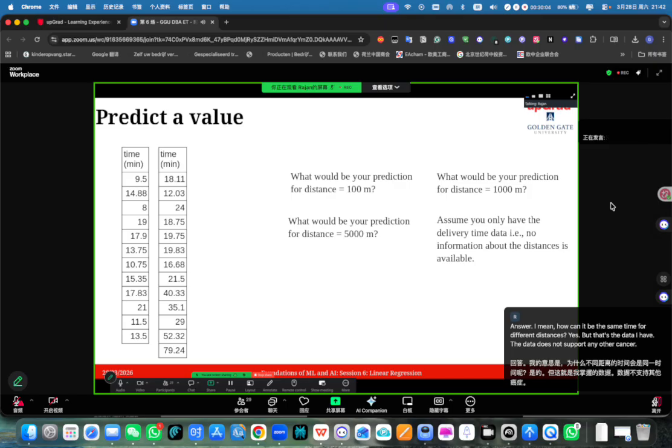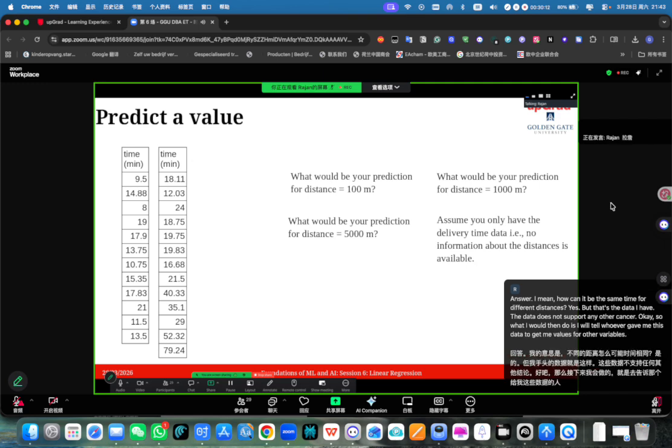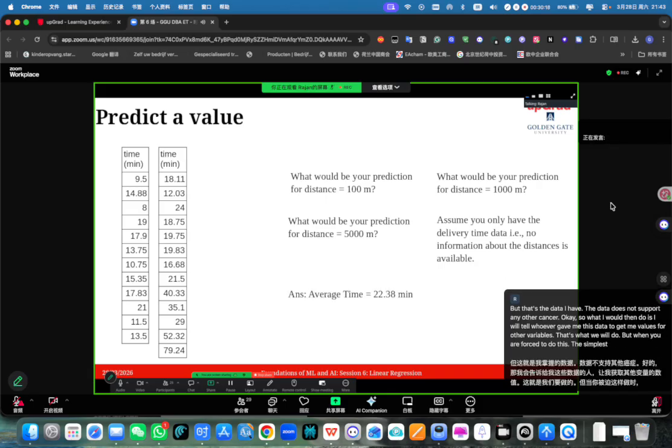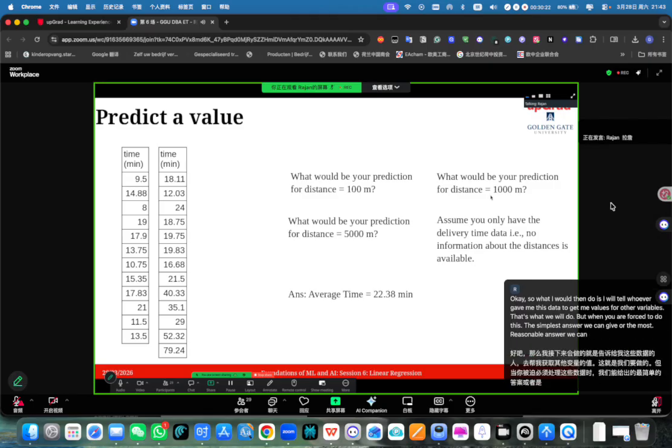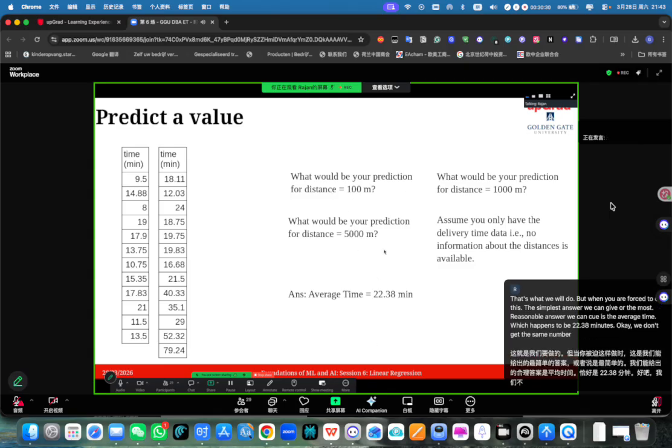So what I would then do is tell whoever gave me this data to get me values for other variables. That's what we will do. But when we are forced to do this, the simplest and most reasonable answer we can give is the average time, which happens to be 22.38 minutes. We will give the same number for whatever the distance is.